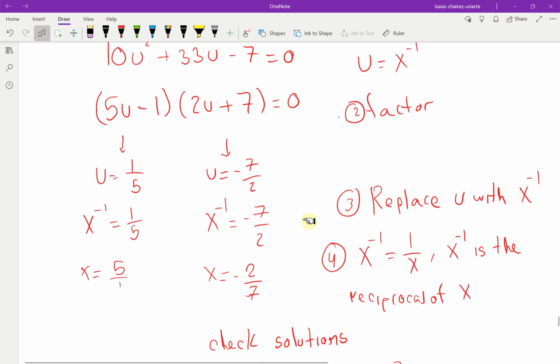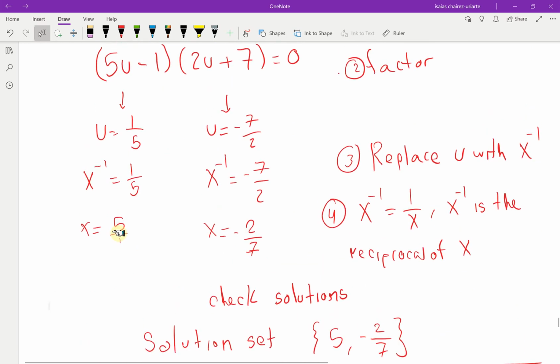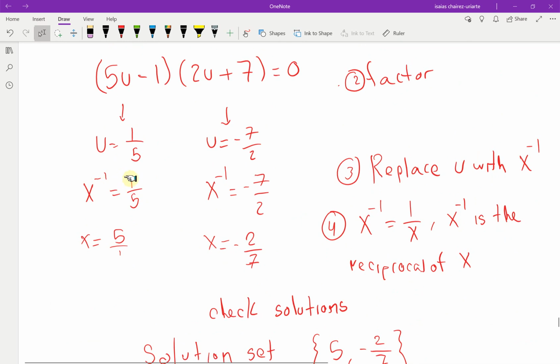And now I gotta replace my u with x to the negative 1. So I have x to the negative 1 equals 1/5 and x to the negative 1 equals negative 7/2. Now x to the negative 1 just means 1 over x to the positive 1. So what we can say is that x to the negative 1 is just the reciprocal of x. So if I'm trying to solve for x here, then I gotta think, okay, well, what's the reciprocal of 1/5? Well, that would be 5 over 1. What's the reciprocal of negative 7/2? Well, that would be negative 2/7.